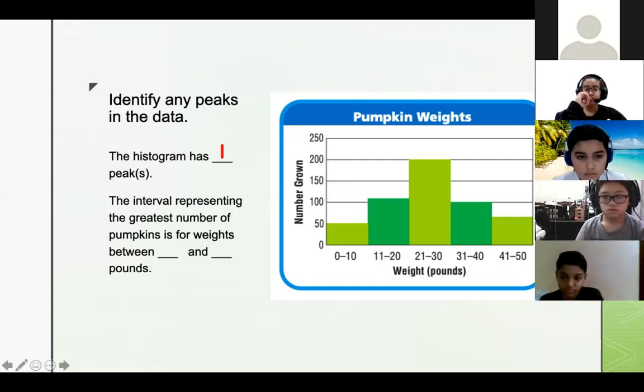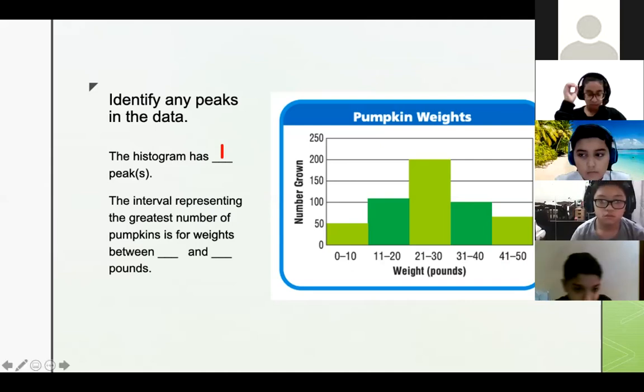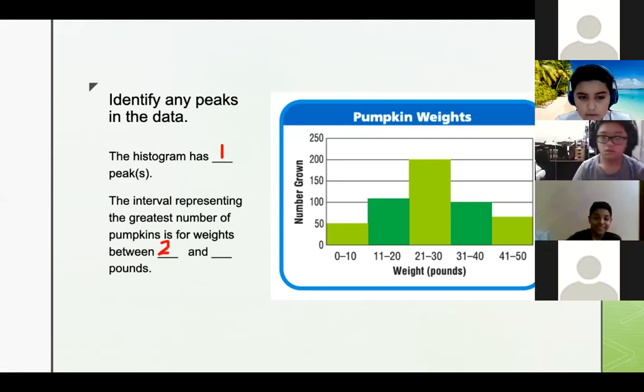Hamad Nasser, the interval representing the greatest number of pumpkins is for weights between what and what? 21 and 30. Yes, I couldn't hear you. Okay, clear?